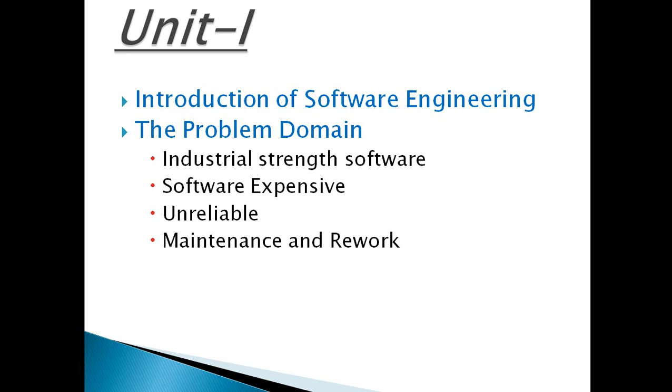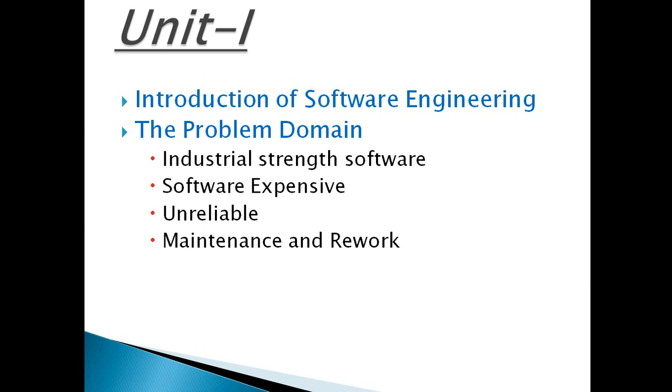However, a number of errors may occur in the software during development. For example, omission-type errors, incorrect fact errors, or ambiguous errors may occur in the software during development. So software engineering guides us to develop error-free software, and it will satisfy the user.